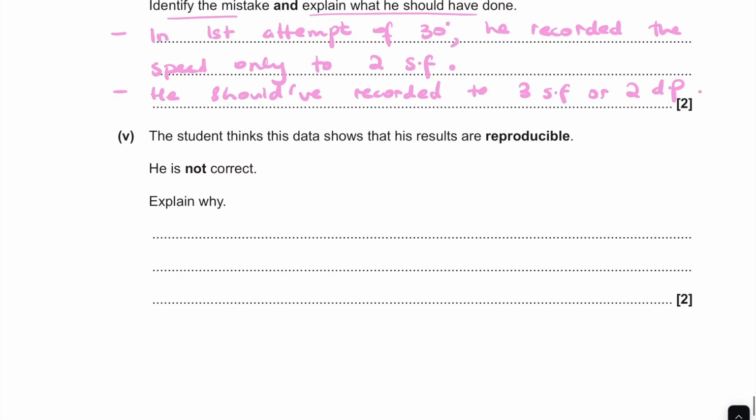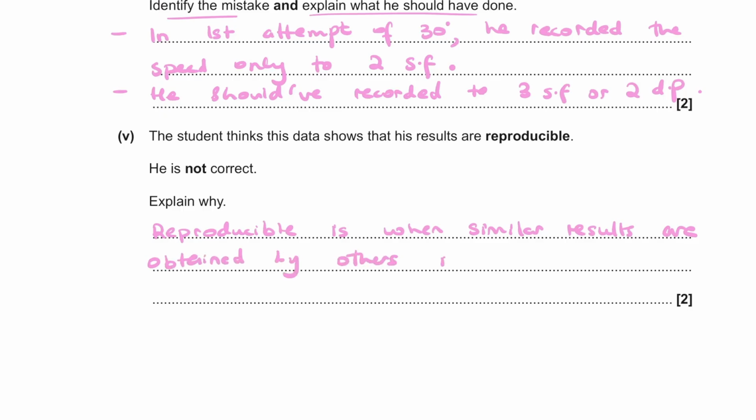The student thinks this data shows that the results are reproducible. He is not correct. Explain why. Reproducible is when you get similar results when the experiments are done by others. But in this case, it's only him doing the experiment. So that's why he's incorrect.